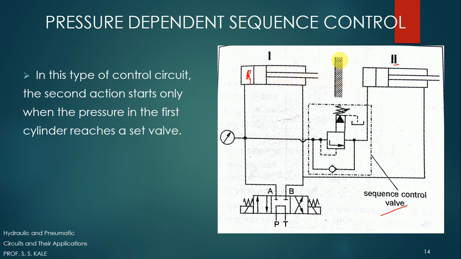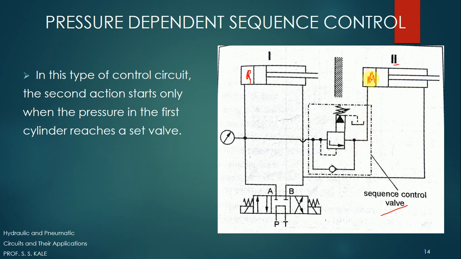Here one stopper is provided. When the rod touches the stopper, the movement of the piston and rod will stop. As the piston and rod movement stops and the fluid is still coming, the pressure will build very high, and that pressure will act on this pressure operated sequence control valve. Because the pressure goes beyond the certain limit, this valve will open, and as this valve opens, the fluid can now enter cylinder number 2.